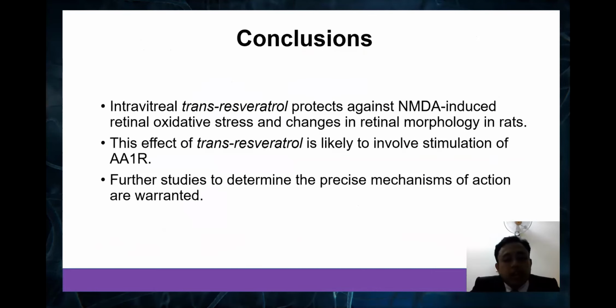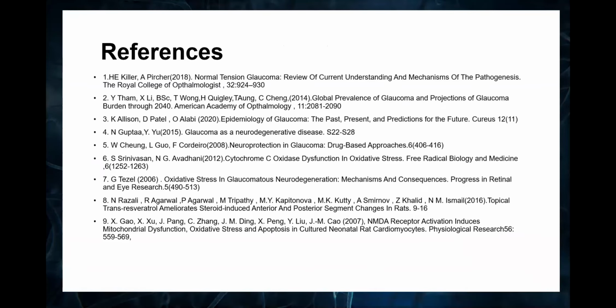So in conclusion, intravitreal trans-resveratrol protects against NMDA-induced retinal oxidative stress and changes in retinal morphology in rats. This effect of trans-resveratrol is likely to involve stimulation of adenosine A1 receptor. Further studies to determine the precise mechanism of action are warranted.